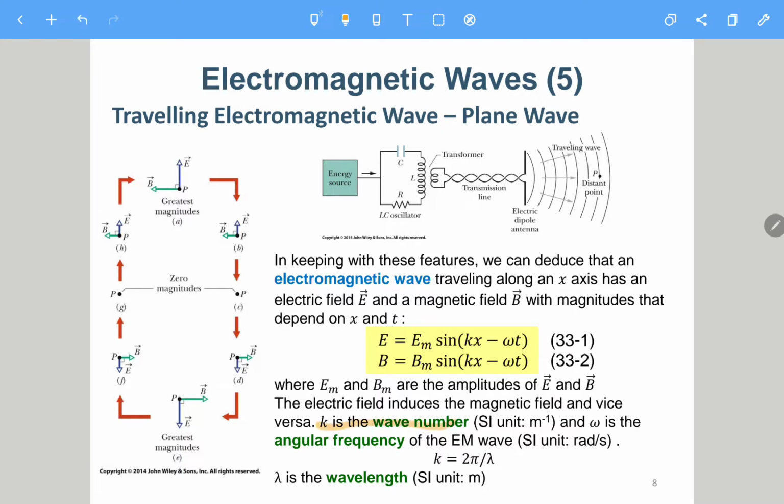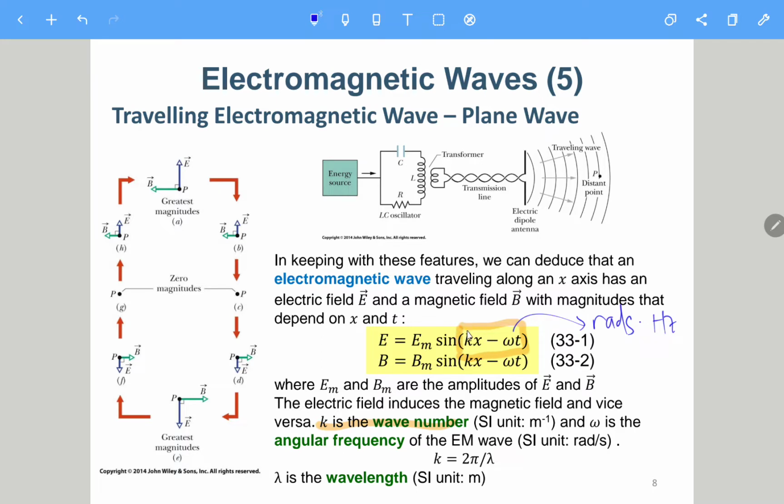K is called the wave number. And so one point I can tell you is that inside the sine, this term should have no dimension. Omega is radian per second, and t is in seconds. Hertz is simply like 1 over s, so s and s can be cancelled. Radian is not a unit, so this is just a radian.